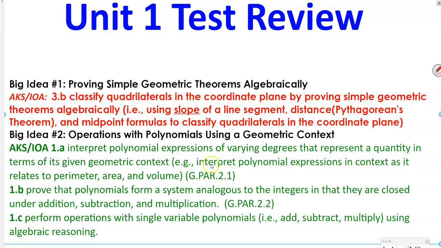So this is the Unit 1 test review, and these are the AKS IOAs that it's covering, basically proving simple geometric theorems algebraically and operations with polynomials using a geometric context. So this has to do with slopes and distance formula, midpoints of quadrilaterals, that be parallelogram, rectangle, rhombus, square. And then operations with polynomials, where we're using polygons that have polynomial side lengths to find perimeter and area.